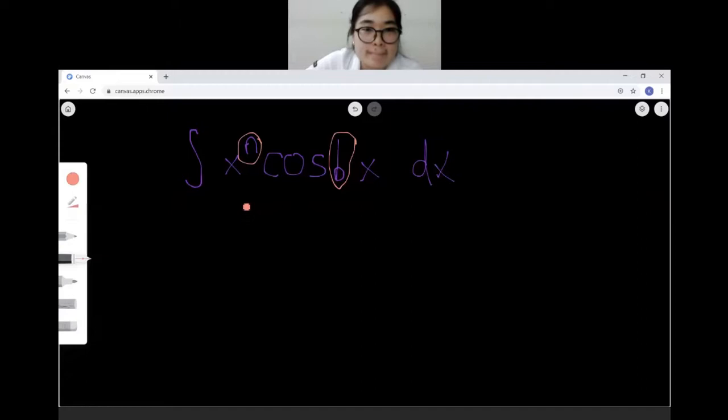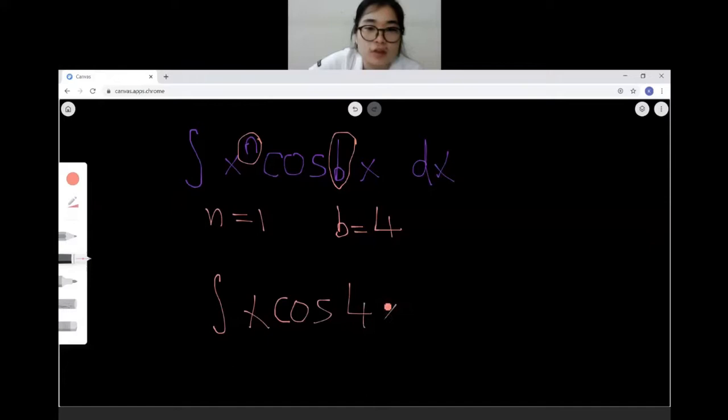2? Can we put the power, we need to put how many? Can we put 1? Okay, 1. And then the number here, what should we put? 4. Alright, okay, 4. So our question will be integration of x power to 1 and cos 4x dx. Right. Okay.